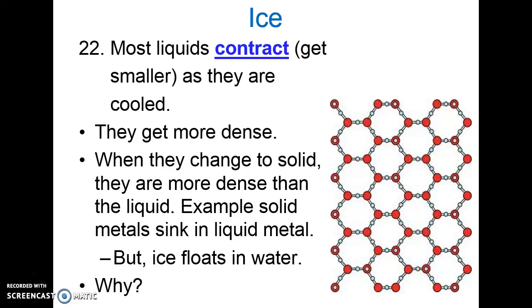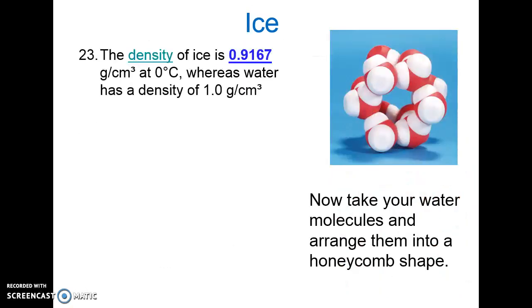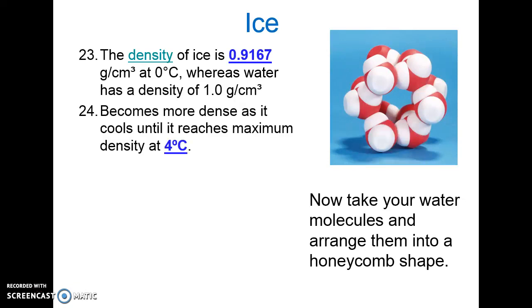Okay, and the difference between water and other liquids, or liquids that turn into solids, let's put it that way. Ice floats in water where others would sink to the bottom. And why does that happen? Because the density of ice is 0.9167. That's question 23 if you're following along. Whereas water itself has a density of 1, so therefore ice floats on top of the water.